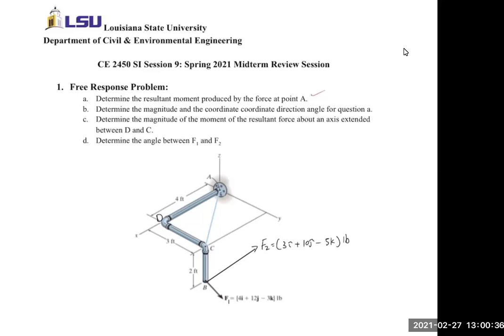Then determine the magnitude of the moment of the resultant force about an axis extended between D and C. What's this? Moment about an axis, right? And you know the equation for that. And then D, determine the angle between F1 and F2. What's this? Cosine inverse of the vector dotted with the vector, divided by the magnitude multiplied by the magnitude, right? So very easy and simple stuff. For a free response problem, he will usually ask you everything, so one problem basically covers everything you learn in chapter 4, right?